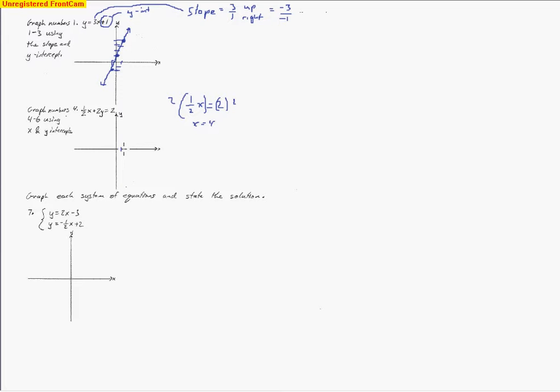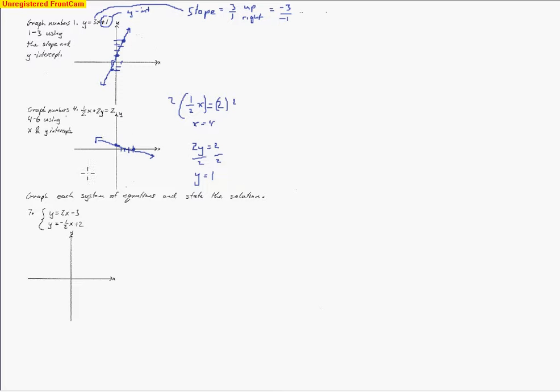So 4 spaces to the right, I put a dot. And then for the y-intercept, I'm setting x equal to 0, and I divide by 2. When I do that, I end up with y equals 1. So I go up 1 space, put a dot, and then draw the line between those points.